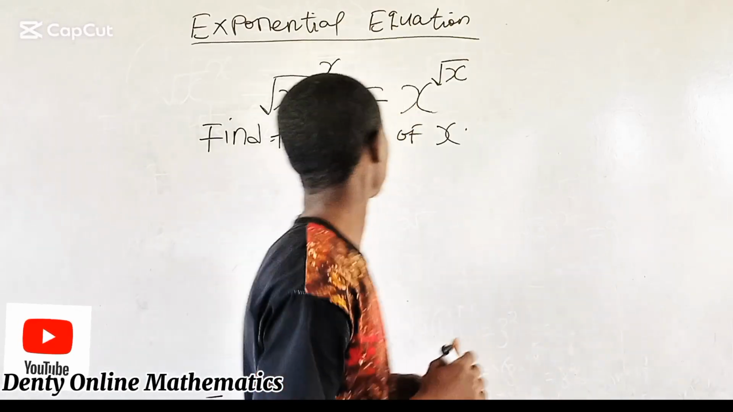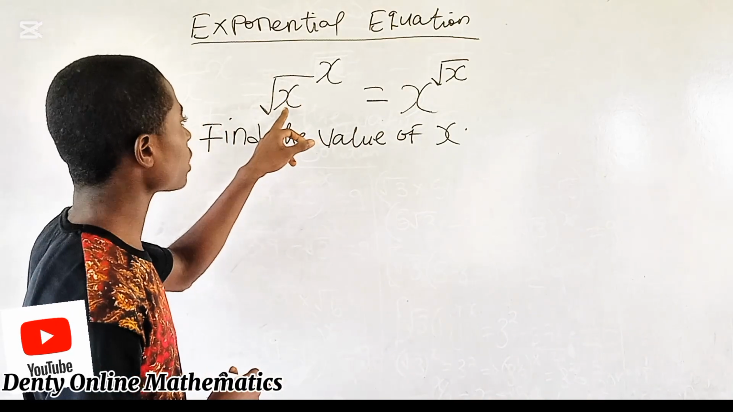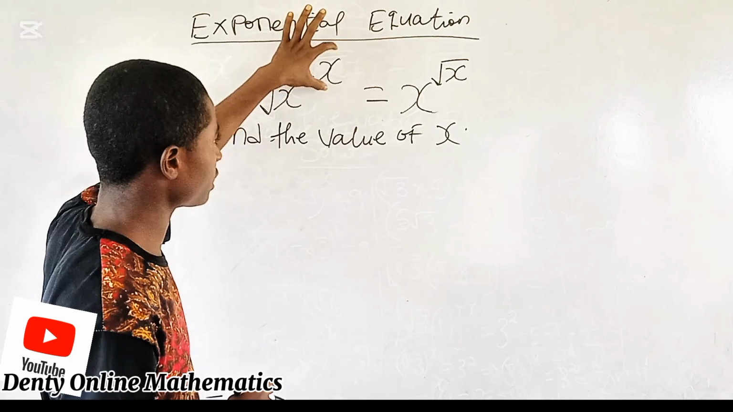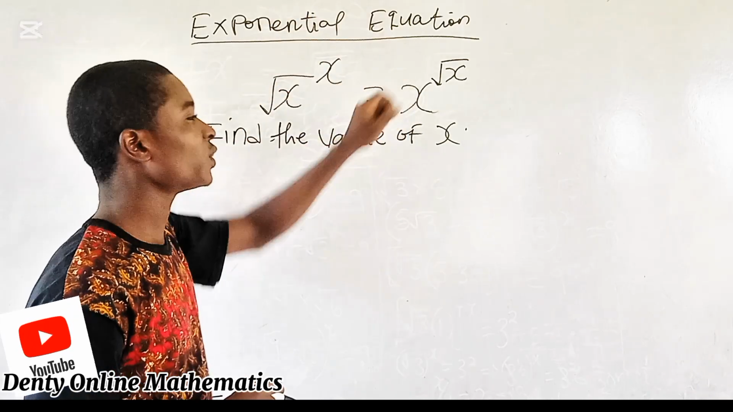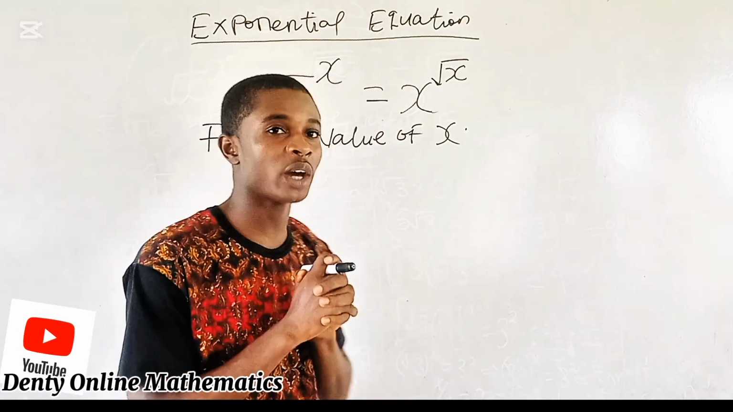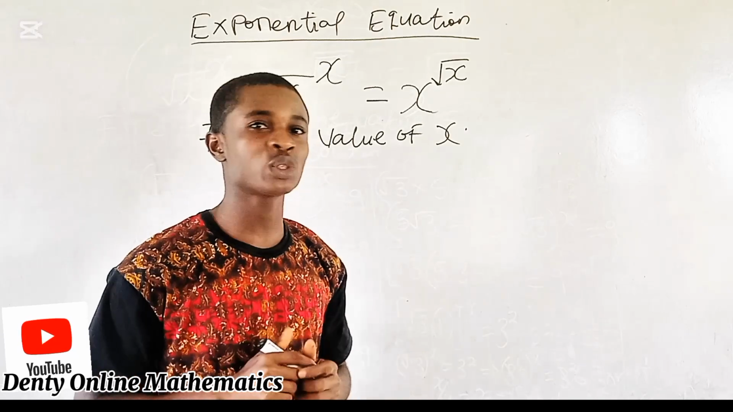Now let's look at what we have here. We are given that the square root of x raised to the power of x is equal to x raised to the power of the square root of x. How are we going to do this?